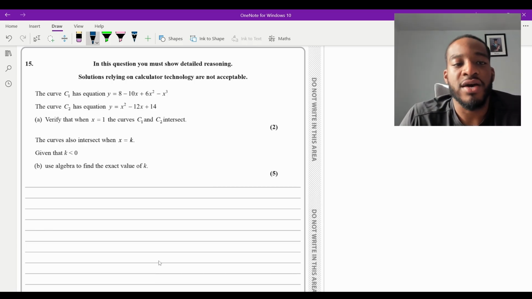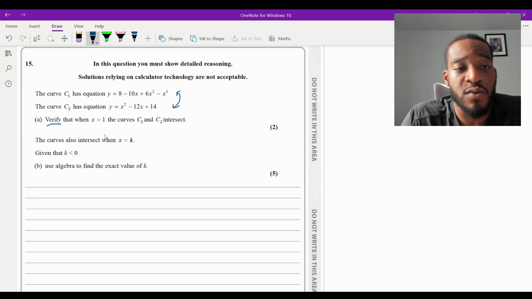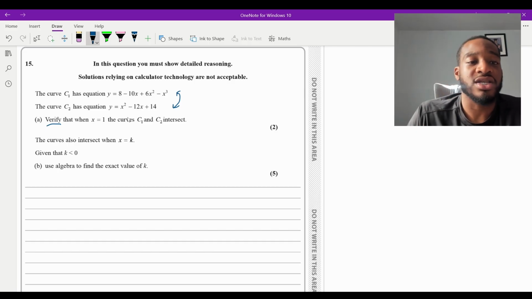Now, this one here, you've got to be very careful. It's not a show that question, it's just verify. So whenever you see verify, that just means you're substituting. You could be tempted to make these two equal to each other and then use algebra to solve it, but it's only 2 marks and it does say verify. So all you need to do is just substitute x equals 1 into both of these equations and show that you get the same y coordinate.